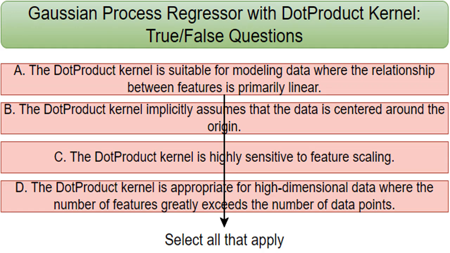The DotProduct kernel is essentially a linear kernel. It assumes that the relationship between your features and your target is a straight line. It's great for finding linear patterns, but might struggle with more complicated curves.